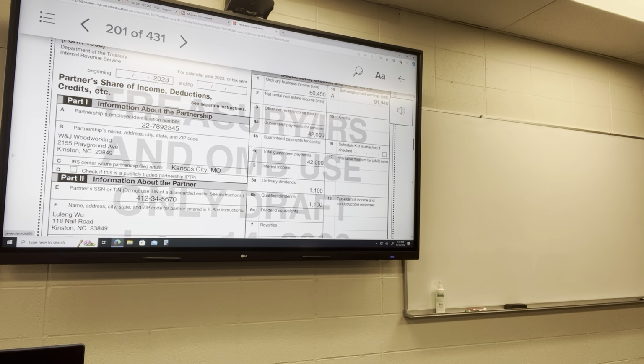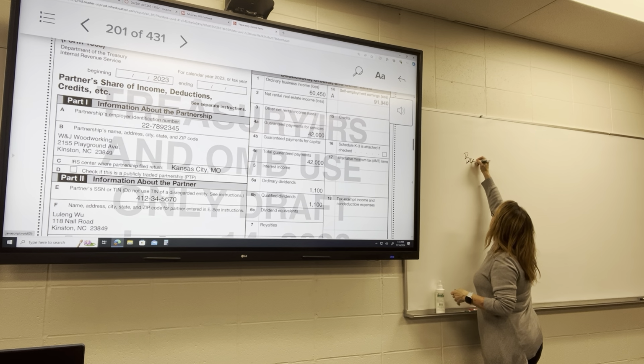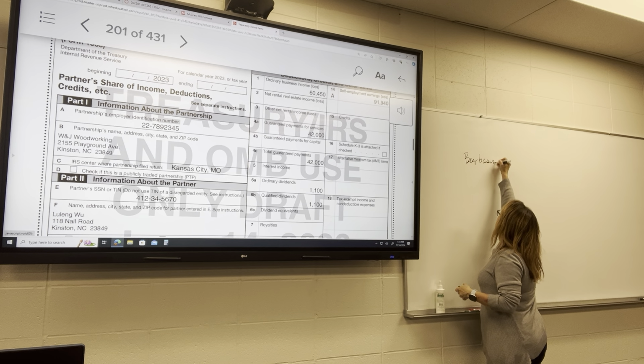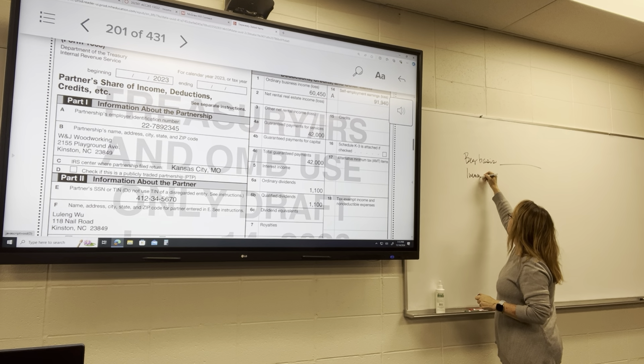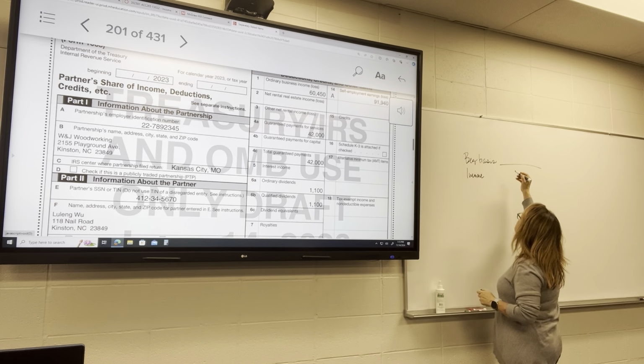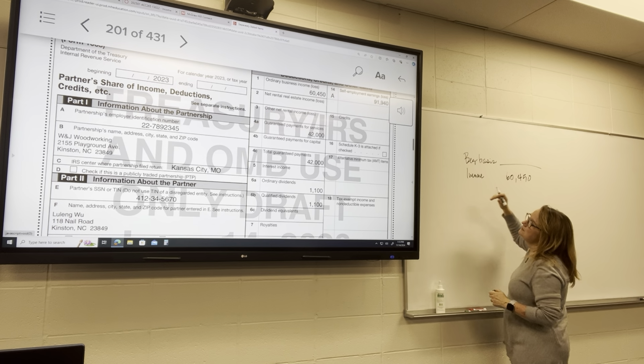I don't know what the beginning basis is that they've come up with, so I'm not going to add that right now. We'll put that in when we look at it. That's something. Income is 60,450.